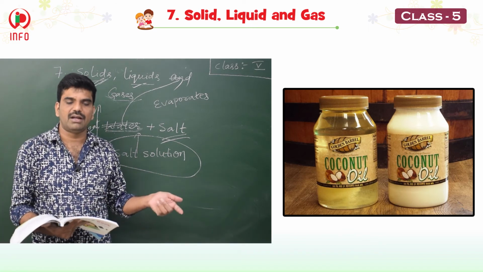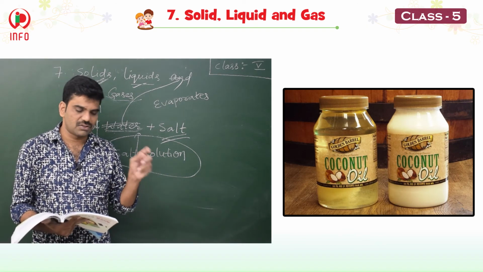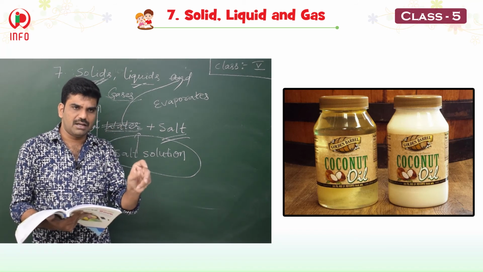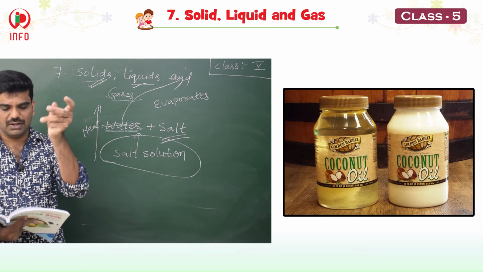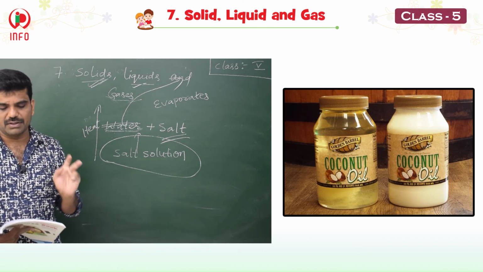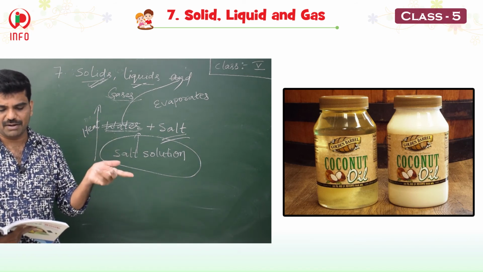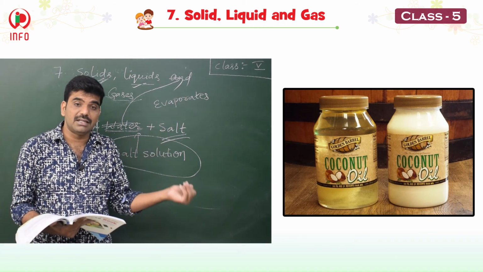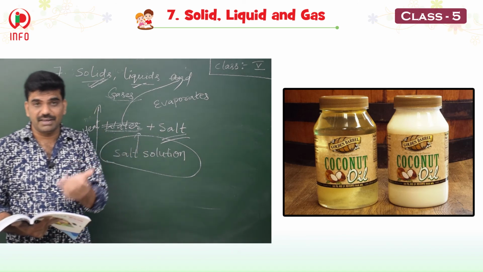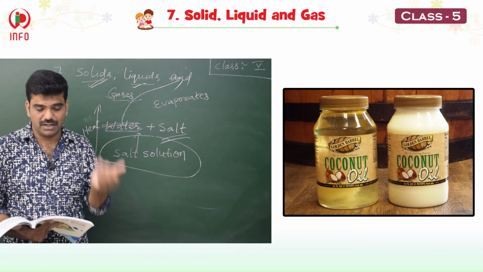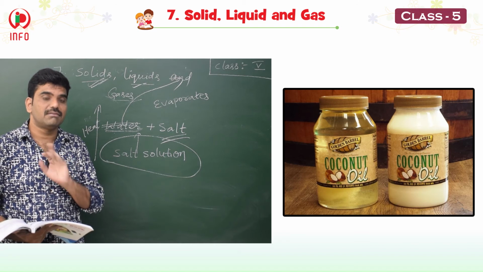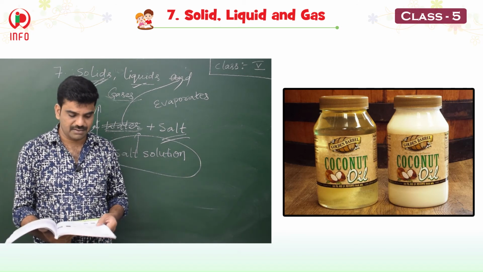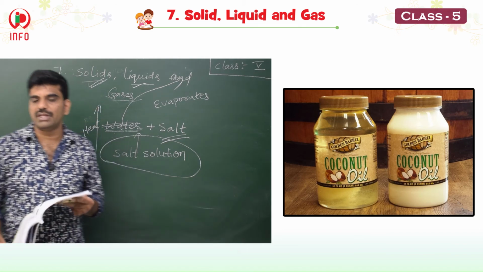If you observe the Parachute coconut oil, the liquid one changes to the solid one. So this is a change of state, liquid to solid. But the composition of coconut oil does not change. Okay, children? Right. So this is about the physical change.